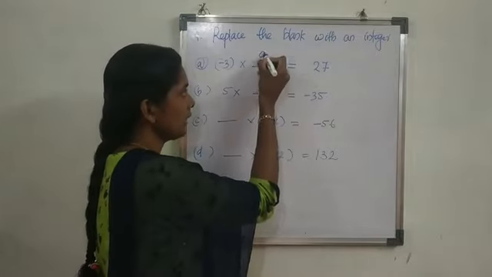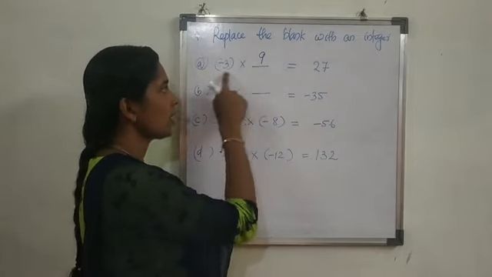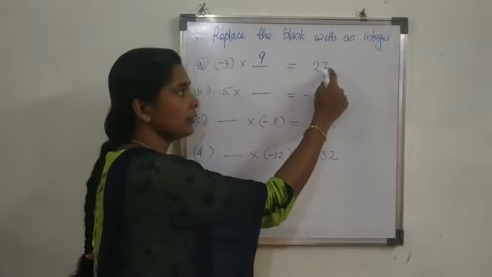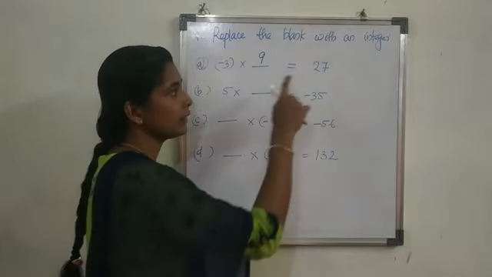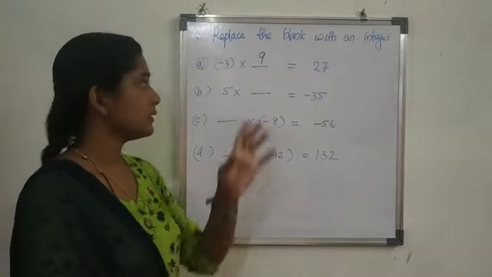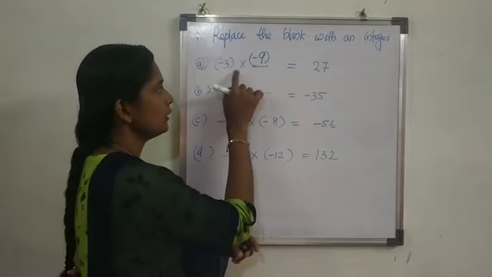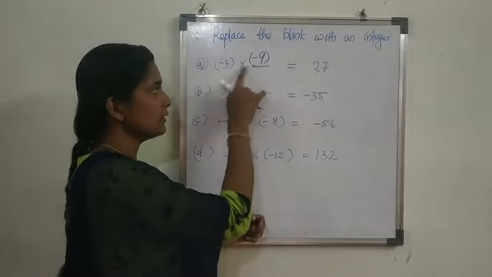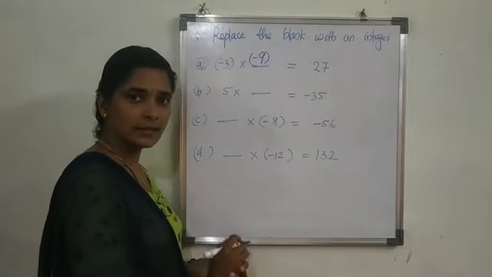Okay, we can write the 9 first. Then check: minus 3 into 9. Here, how many negative integers are there? Only 1, that is an odd number of negative integers. Therefore, the product is negative, but here the product is positive. Therefore, there must be an even number of negative integers. This is negative, therefore this 9 is also negative. Minus 3 into minus 9, then we will get a positive 27. Now, 2 negative integers are there. That means an even number of negative integers. Therefore, the answer is 27.